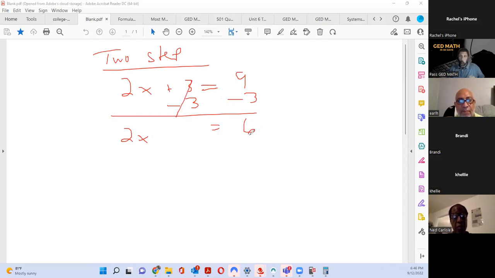What's the next step? Divide by what? Right, divide both sides by 2. You get x equals 3.